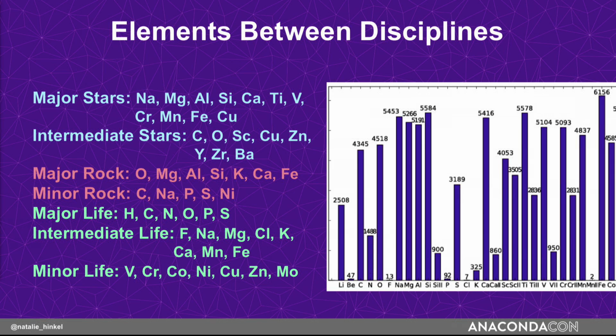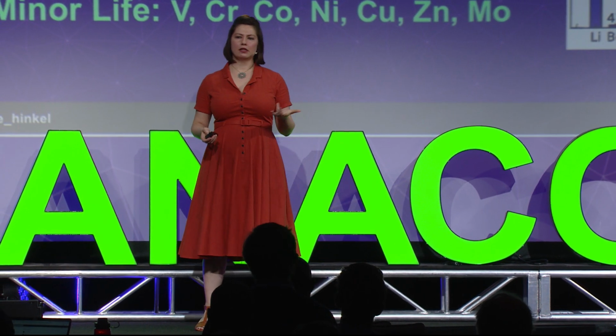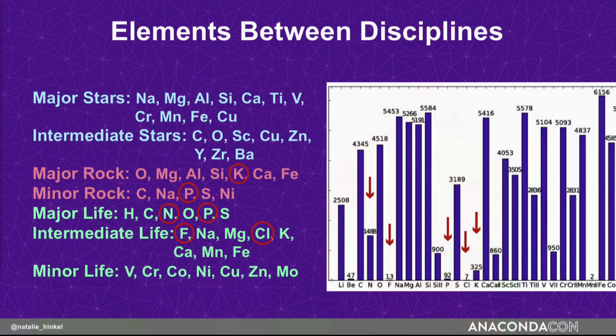Then when I started talking to astrobiologists and oceanographers, I asked, what are the elements that are important to you? They started giving me totally different elements. So this is what you're seeing for major, intermediate, and minor life. Well, the more I looked at it, the more I realized, well, crap, guys, we kind of have a problem. Because some of the elements that are important for forming planets, that are important for life, are not really well measured in stars.